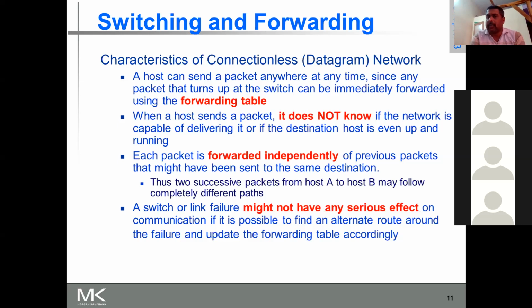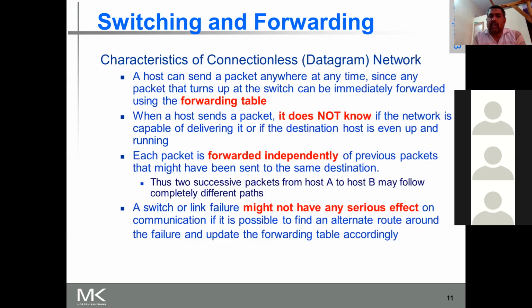Each packet is forwarded independently of previous packets that might have been sent to the same destination. Keep in your mind, there's no rule that the transferring of packets should be done on one particular path. Whichever neighbor is free at that time, I will give the packet to that neighbor, and they will receive it. In this way there are multiple ways the destination can receive it. Thus, two successive packets from host A to host B may follow completely different paths. Whichever path is free, they will take that path and keep on moving.